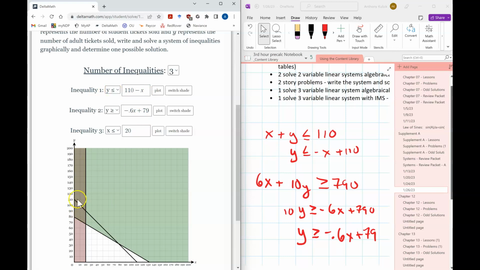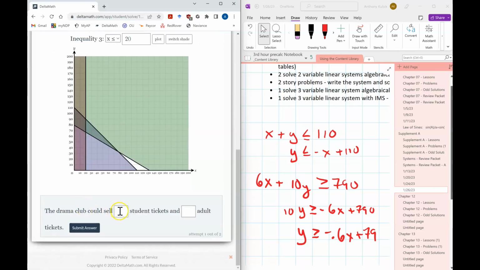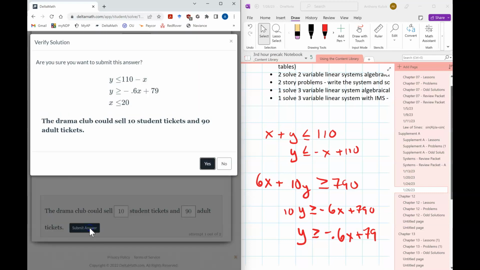And then this one is the steeper of the two lines. And since it's less than, I should be shading below that. So anything from this region right here would be considered a solution. So for example, the point 10, 90 would be a solution. So 10, 90, and I'll hit submit answer.